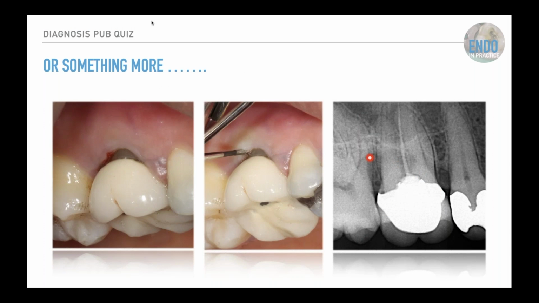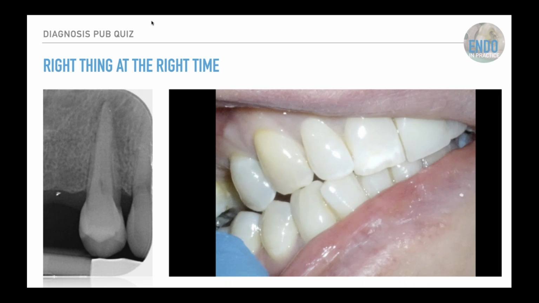And the only reason there would be 8 millimeters of pocketing into that furcation region in a periodontally healthy patient is because that's actually a pulpal floor perforation. This is the classic sign of vertical root fracture.